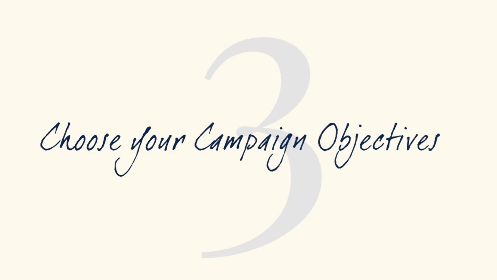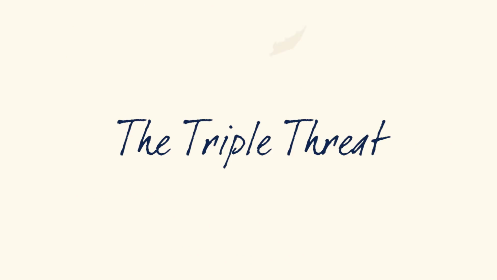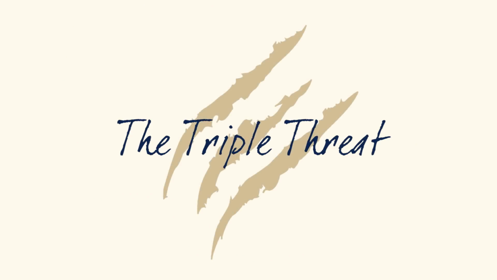Step number 3 is to choose your campaign objectives. And I recommend you use what I call the triple threat. But don't be worried, it's not scary and it's not complicated either. The triple threat includes 3 different advertising objectives. Number 1 is to create engagement. Number 2 is to get them to opt in for a lead magnet, something really easy to consume. And number 3 is to get them to actually watch a webinar with you.